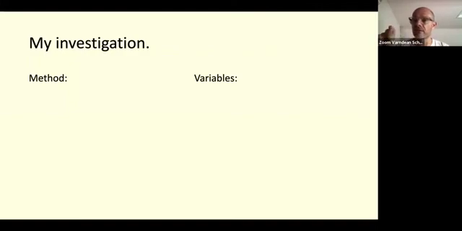Variables, you'd say, this is the variable I'm going to measure, this is the variable I am going to change, and this is the variable or the variables I'm going to keep the same. That's the easy version, that you write it straight on here.